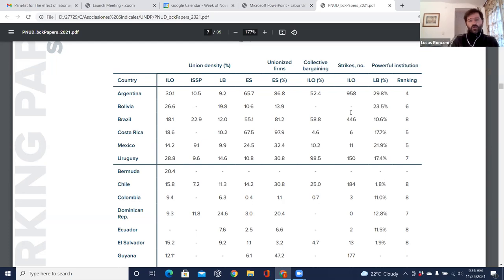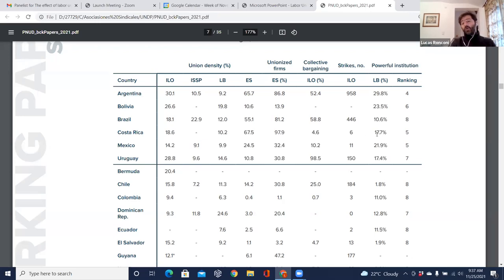So following these figures, you might say there's a group of 5-6 Latin American countries: Uruguay, Mexico, Costa Rica, Brazil, Bolivia, and Argentina. In these countries, different measures of union density are at least above 15%, in some countries close to 30%. A large share of firms are unionized because of erga omnes, which basically means that what is set in the collective bargaining applies to all workers in that sector of activity, independent of being part of a labor union or not. Because of erga omnes, a large share of workers are covered by collective bargaining.